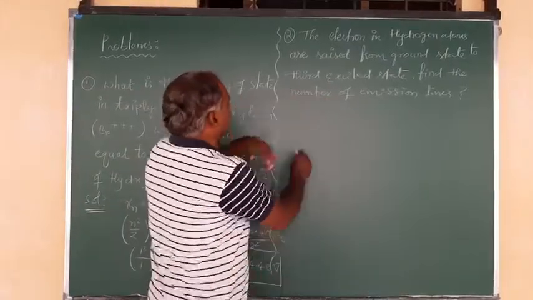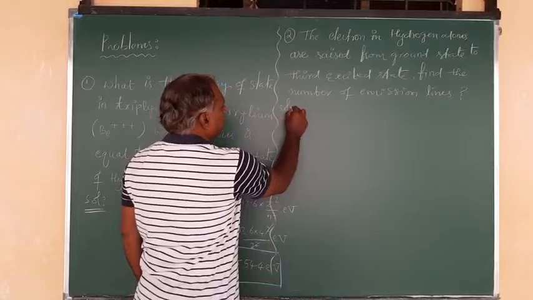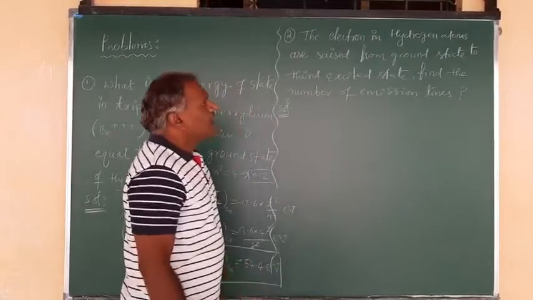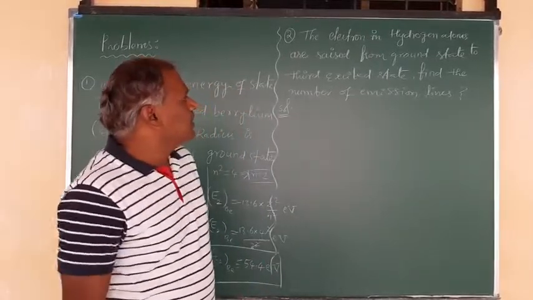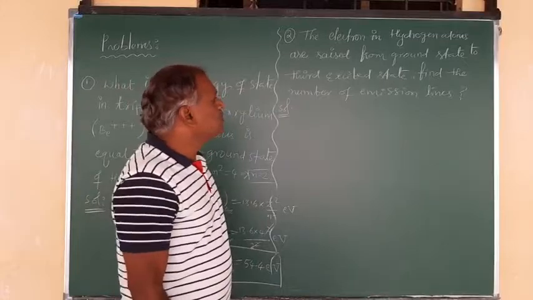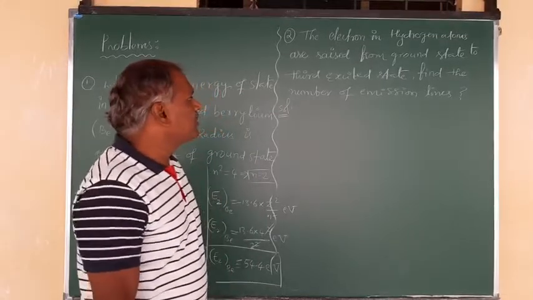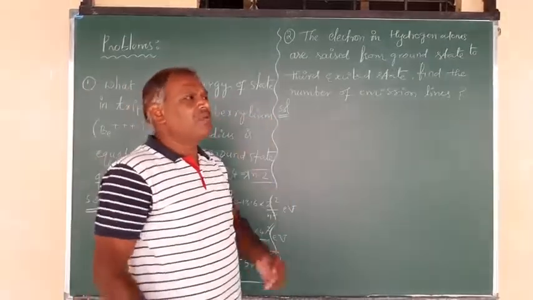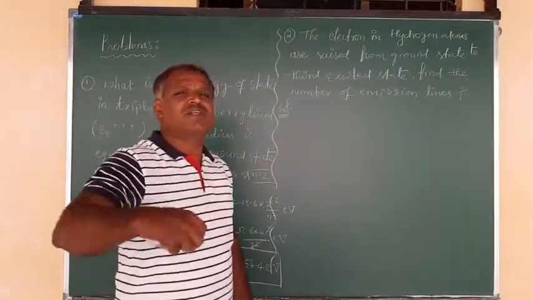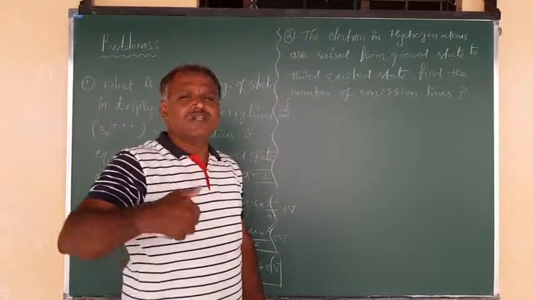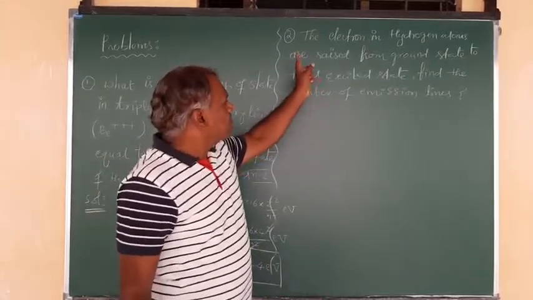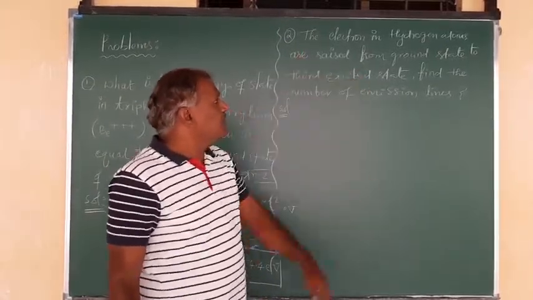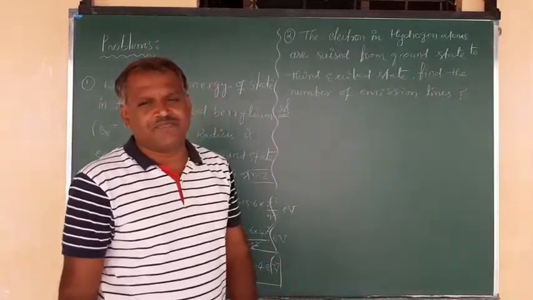Now coming to the second one, there is one more problem we have here. The electron in hydrogen atoms is raised from ground state to third excited state. Then find the number of emission lines. It asks us to calculate how many transitions, what are the possibilities of the transitions of the electron, where to where? From the ground state to the third excited state.